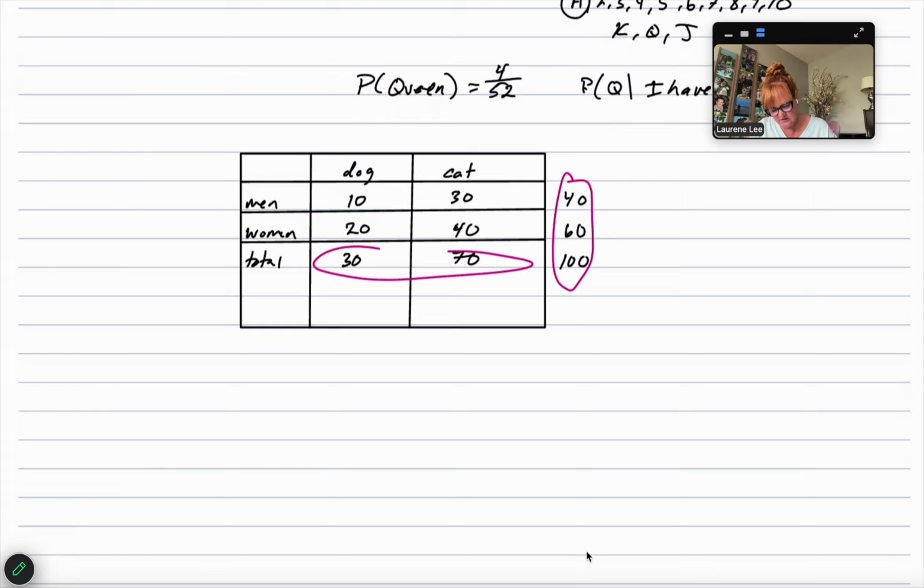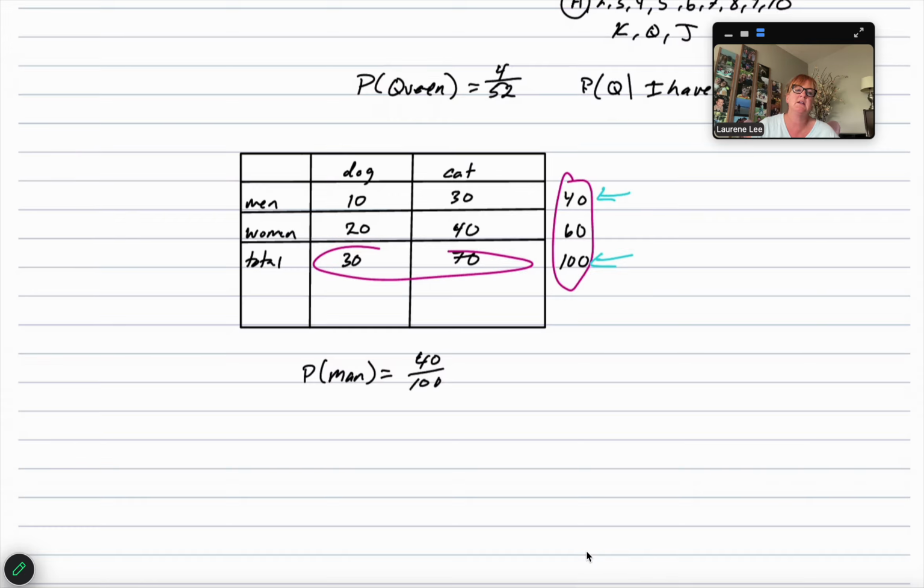So I could ask you, what's the probability that I take this group of people and I randomly select a man? You did these in your section 3-1 problem. So you go, okay, how many men in the study? Well, that's going to be 40 over the total, which is 100. So the probability that I randomly select a man is going to be 40 over 100. We could reduce that, but just for sake of time, okay?